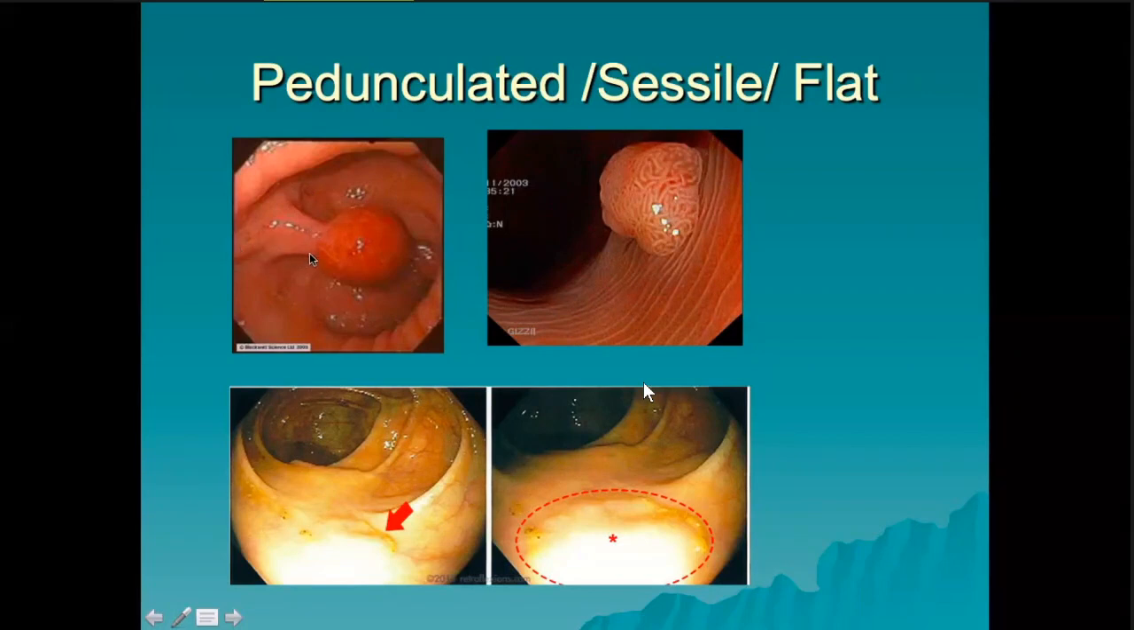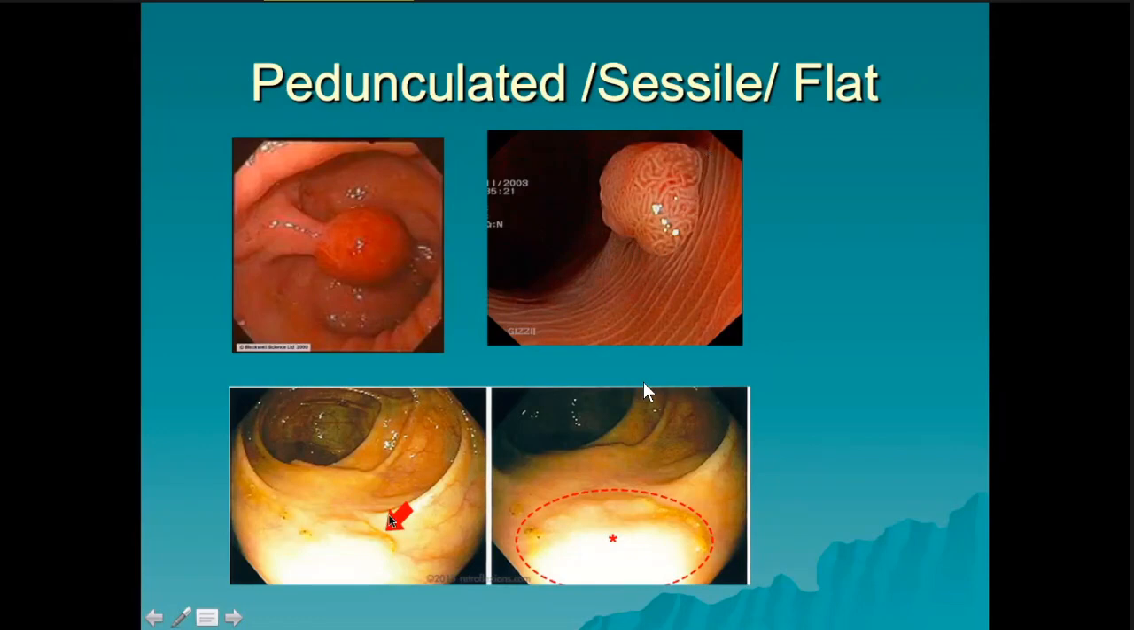So there is a pedicle, and then the polyp is connected to the rest of the mucosa, to the rest of the bowel, through this pedicle. So these are called pedunculated polyps. Then you have what are called sessile polyps. Now, if you look, this polyp doesn't have a pedicle. It has a wide base.